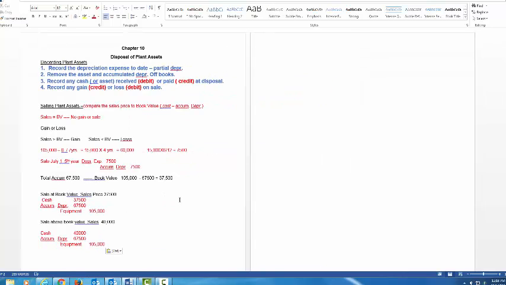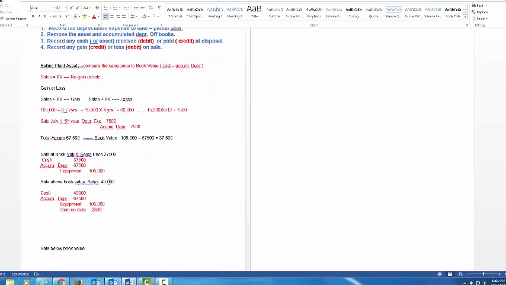I still have to do that. I'm going to debit accumulated depreciation and credit my equipment. So that part of my entry does not change. But I now have a gain because my book value was $37,500 and I sold it for $40,000. So that means I sold it for a gain. And when I have a gain, as indicated in my notes, it's a credit. So gain on sale of $2,500. Notice my debits equal my credits in this instance. So that would be my entry there.